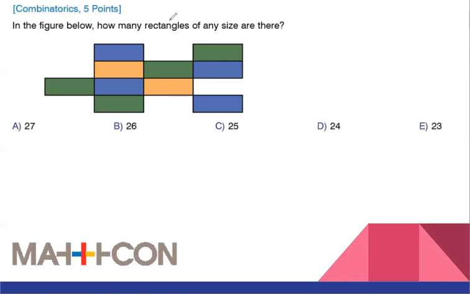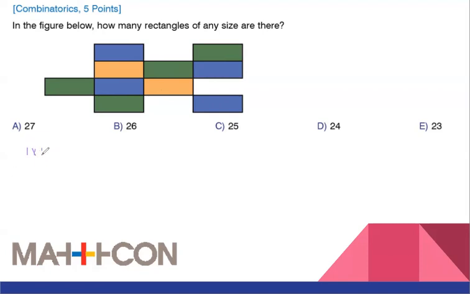So for this problem, it says how many rectangles of any size are there? I will approach this in a way that every rectangle is counted only once, but at the same time I don't miss any rectangle either. So I'll start by counting them by size. We know every rectangle has two sides. I'm going to call one by one my first rectangle, so let's do it that way.